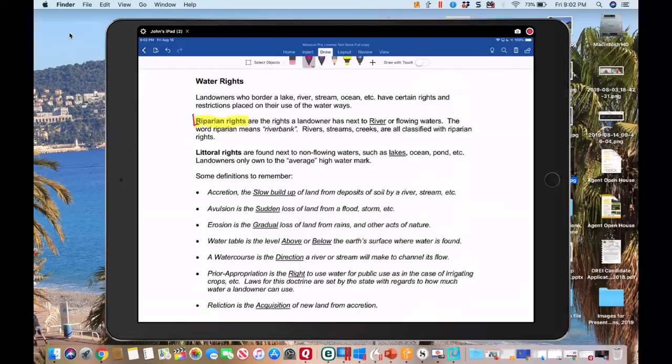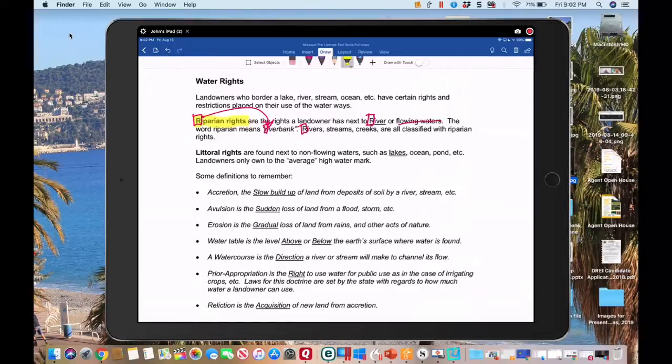There's an R for riparian right there, and look over here, there's an R for riverbanks, rivers. So if you can connect the R's, rivers and streams, riparian rights, you're going to be able to pick up on this when you see a test question, because riparian rights are the rights a landowner has who is next to a what? A river or flowing waters, okay?